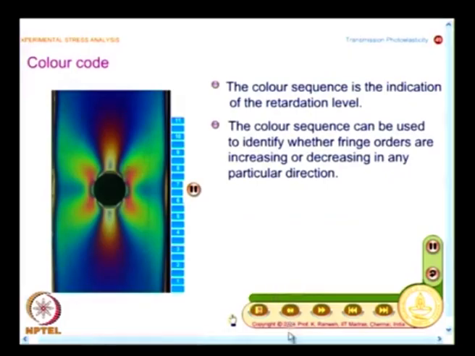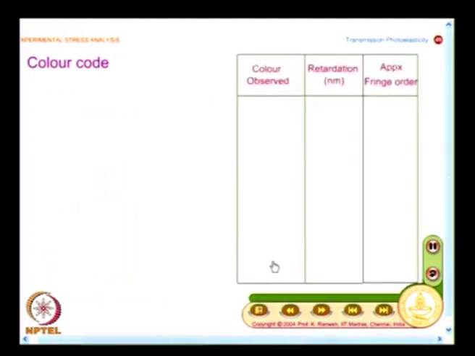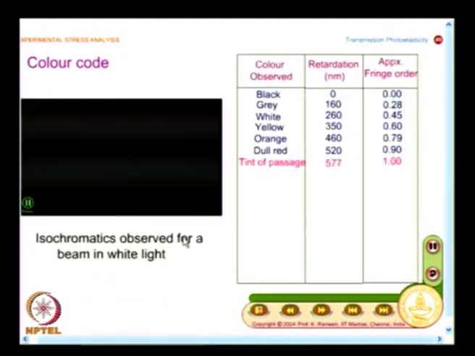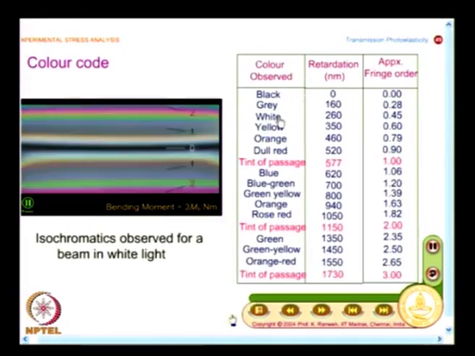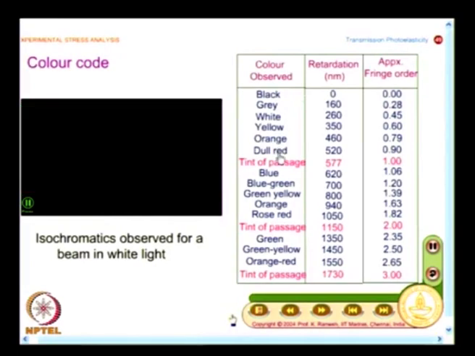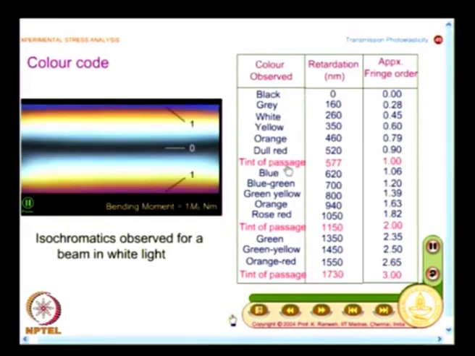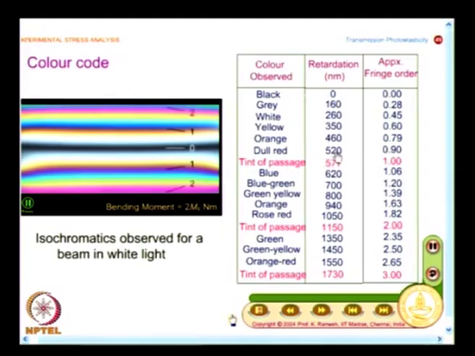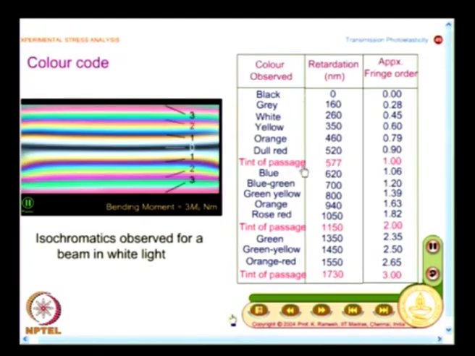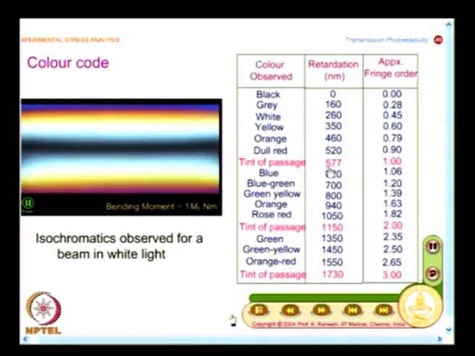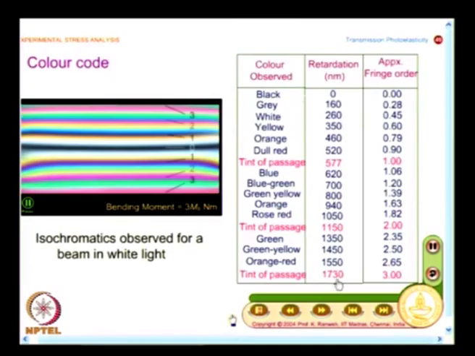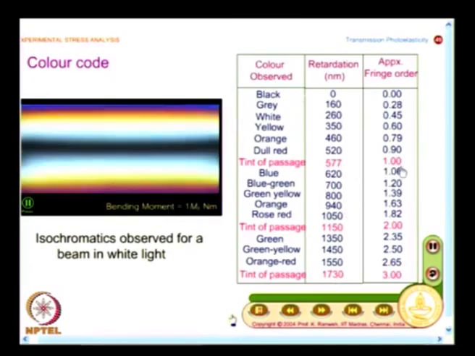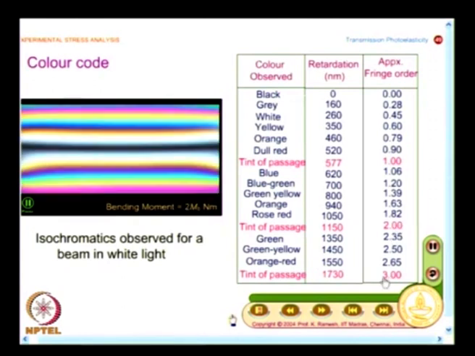Now we will go and attach numbers to these colors approximately. That is what we will do. So I have a color code. I have black, gray, white, yellow, orange, dull red, and we call something as tint of passage. This happens at 577 nanometers. Tint of passage again occurs when this is doubled, approximately 1150, and you have 1730 and so on. So you have this as fringe order 1, fringe order 2 and fringe order 3.